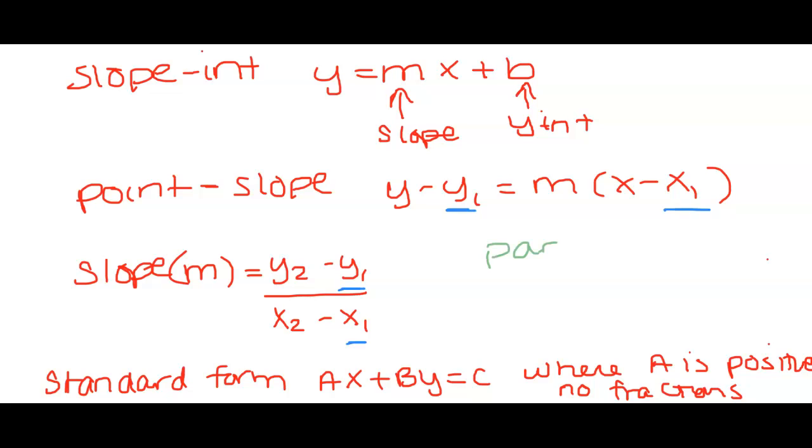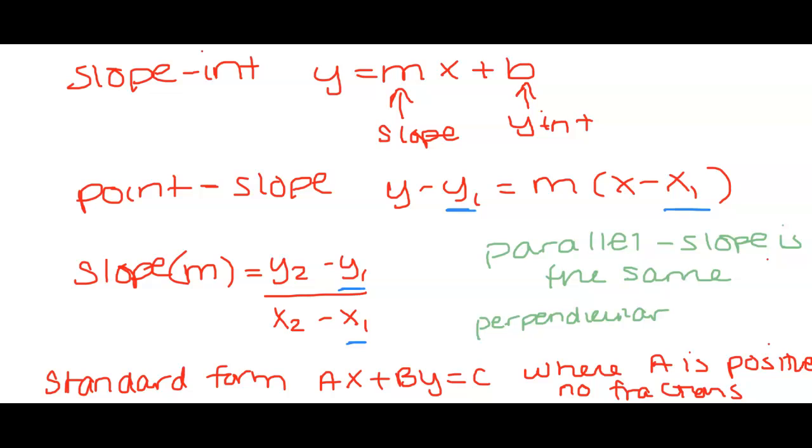If lines are parallel, then the slope is the same. If lines are parallel, the slope is the same. If lines are perpendicular, then slope is opposite reciprocal. So if parallel, slope is the same. If perpendicular, the slope is the opposite reciprocal.